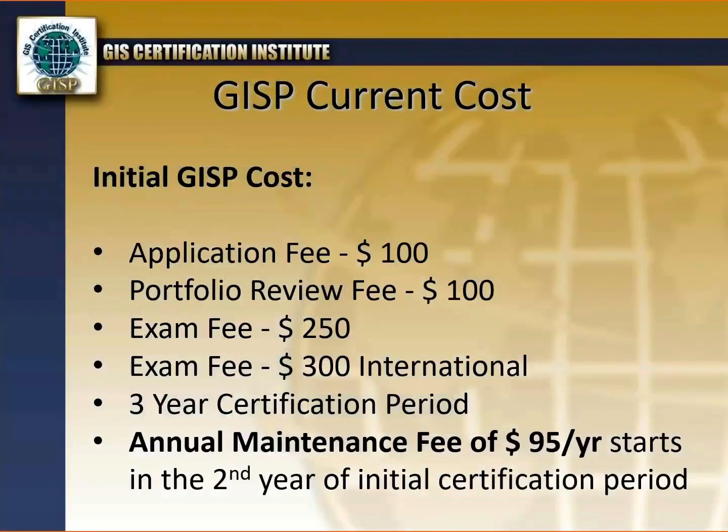There's a cost. You've got an application fee of $100, your portfolio review fee of $100, your exam fee is $250, and it's good for 3 years. And then after that, there's an annual maintenance fee that you can do. You can either do it once a year or pay for 3 years at a time.